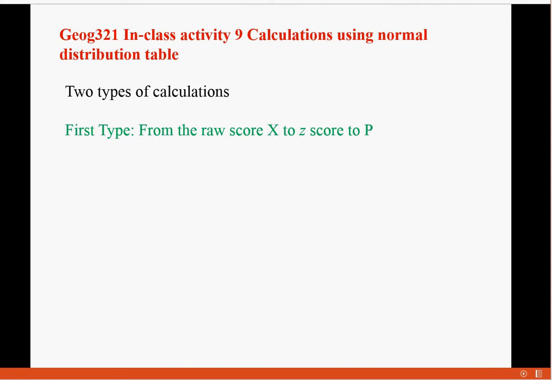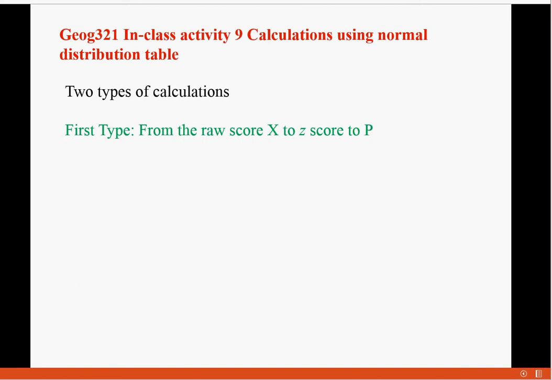Hello, in this in-class activity, we are going to demonstrate the calculations involving the normal distribution table. So far, we have been doing calculations related to normal distributions by using some kind of charts. Today, we're going to learn how to use a normal distribution table to do the calculation. And also, we have known that there are two types of calculations related to normal distribution.